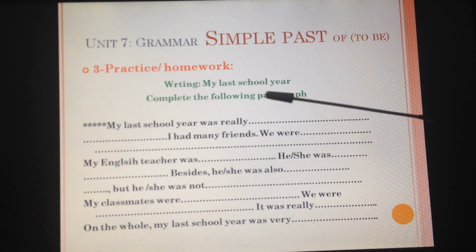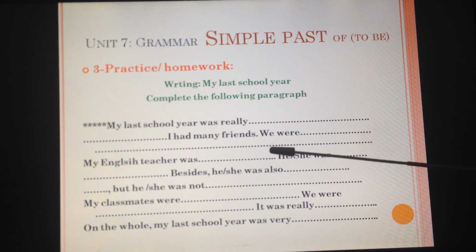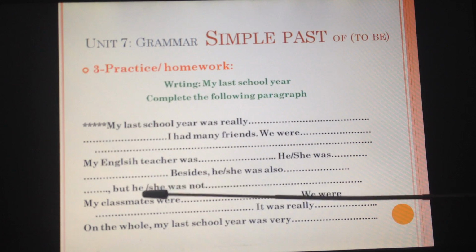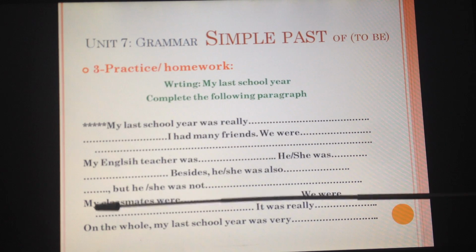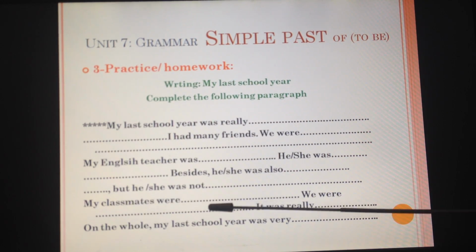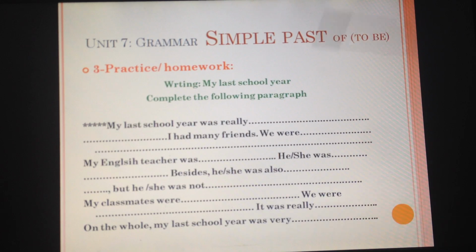I had many friends and classmates. We were, describe your relationship with your friend. My English teacher was, what was he like? Some characteristics of your teacher. He was also, besides, he was, or she was, but he was not. Some things you didn't like about your English teacher. Then what about your classmates? My classmates were, we were, what kind of connection or relationship did you have? And it was really, which means that last school year. And then finish with a conclusion. On the whole, my last school year was, in general.